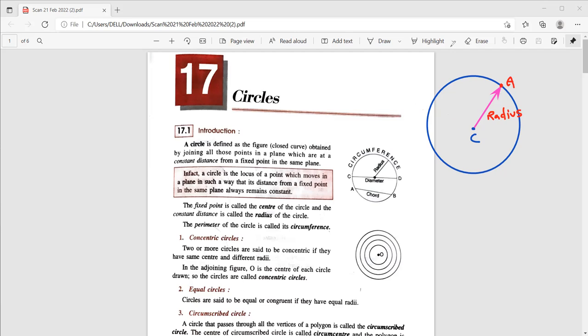Now when I was rotating this, you must have seen, here it is A, here it is B, D, E, F. You have infinite points. All these points which you get on the circle make the circumference of the circle. These points are so close to each other that they make a continuous curve, and this curve is the circumference of the circle.